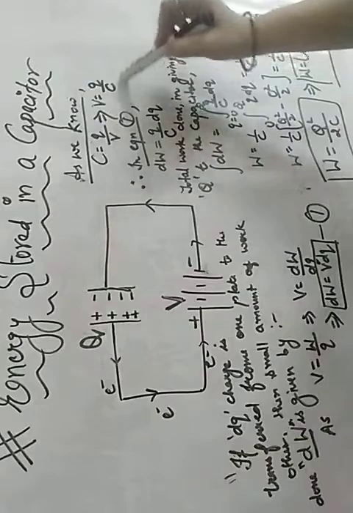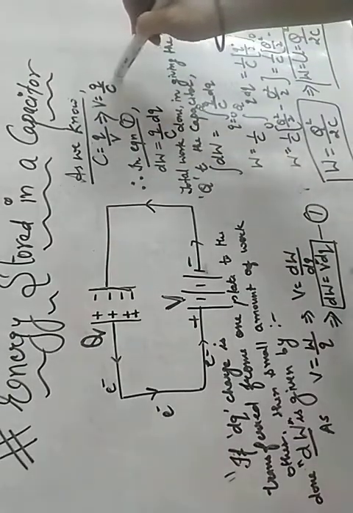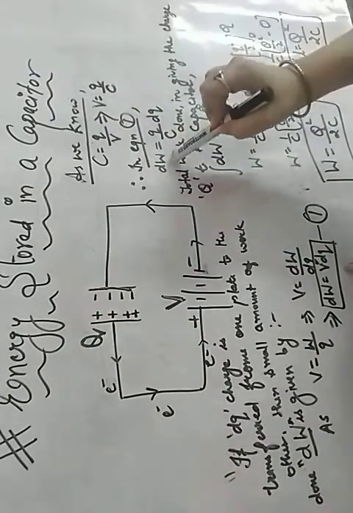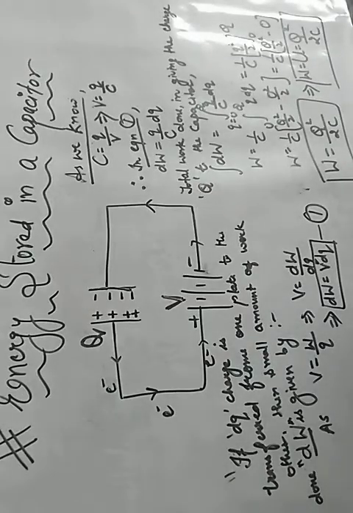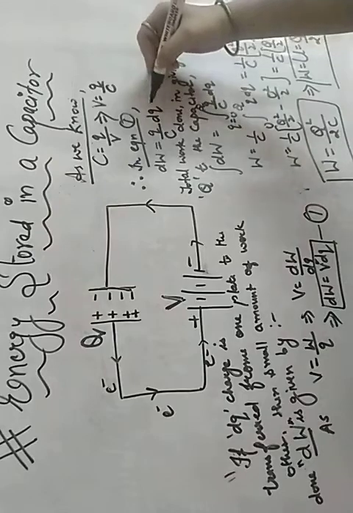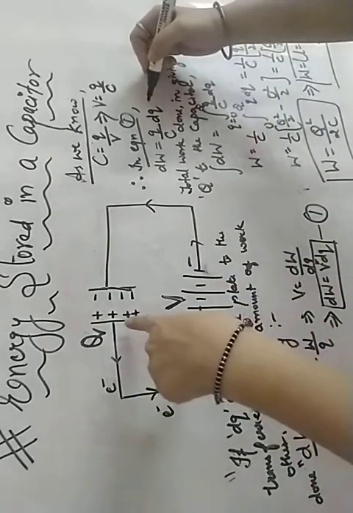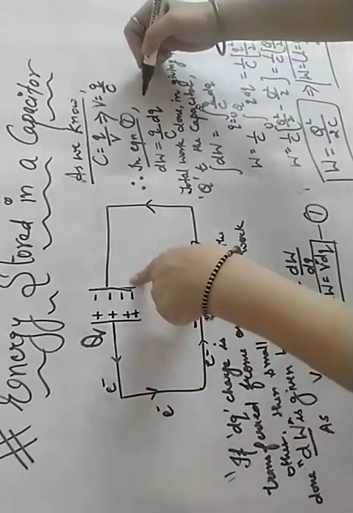So putting this value of V, that is Q upon C, in the first equation, what do we get? dW equals Q upon C dQ. Now we have taken a very small amount of charge that is being shifted from one plate to the other plate.